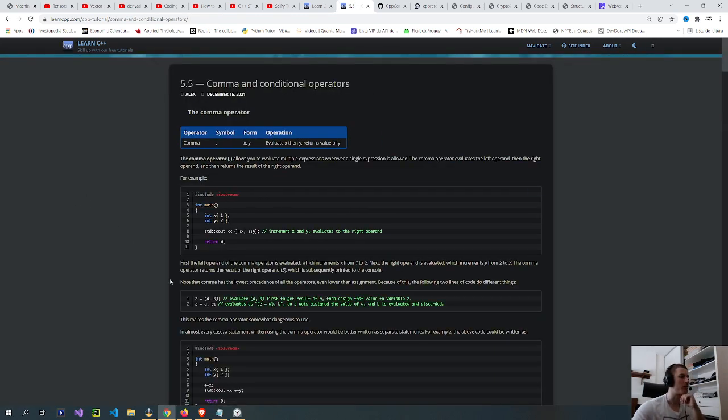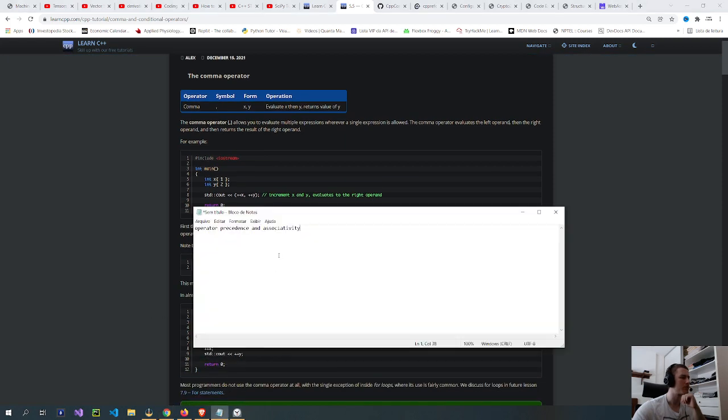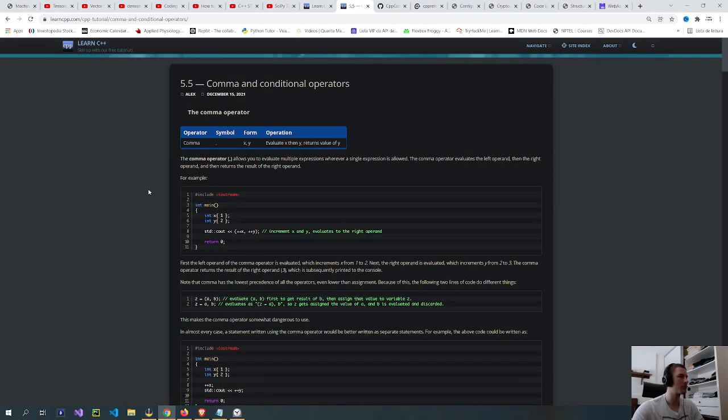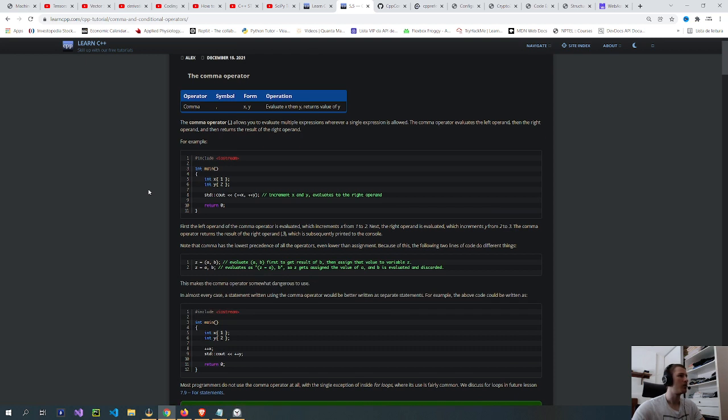Comma and conditional operators. The comma operator allows you to evaluate multiple expressions wherever a single expression is allowed. The comma operator evaluates the left operand, then the right operand, and then returns the result of the right operand.